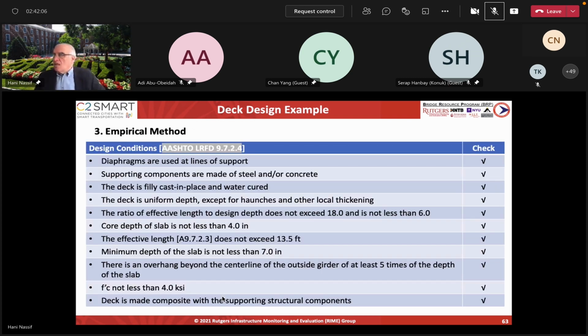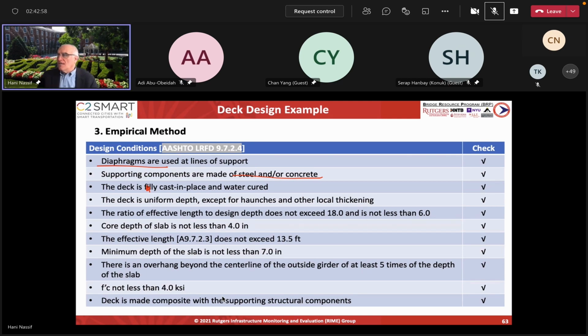The other part is the empirical method, which again has to meet certain conditions. So these are the conditions that you have to meet. The diaphragms are used at lines of support. Usually diaphragms are provided at a maximum of every 25 feet, but at the supports you have to have them, especially for the girders to be tied at the support. Supporting components are made of steel or concrete. The deck is fully cast in place and water cured. Sorry for the typo. The deck is uniform depth except for haunches and other local thickenings.